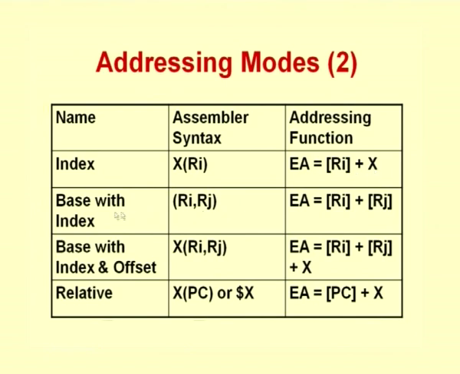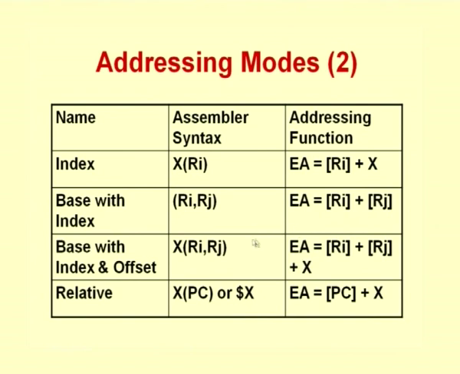Then we have something called base with index. Here it can be specified as a combination of two registers, where one register serves as the base and the other register serves as the index. In this case, your effective address is calculated as contents of Ri plus contents of Rj. So, two registers are specified and we take the contents of these two and add them up to get the effective address.